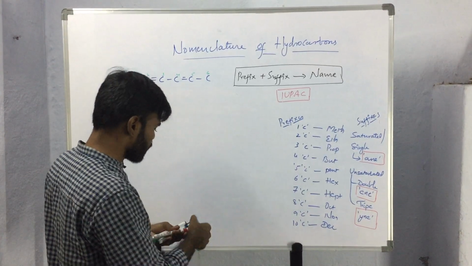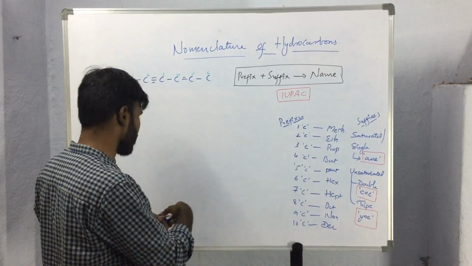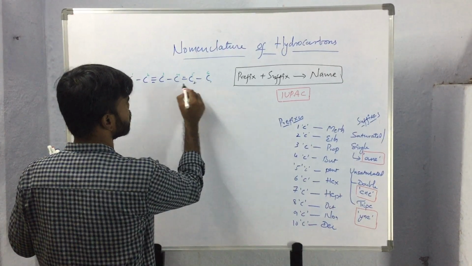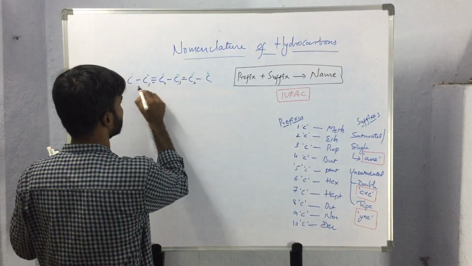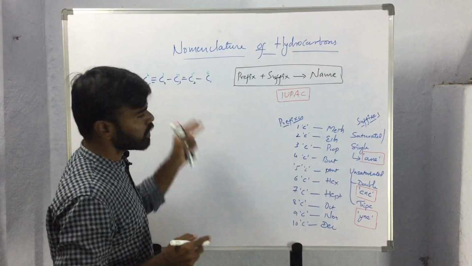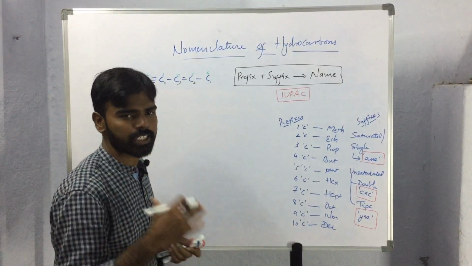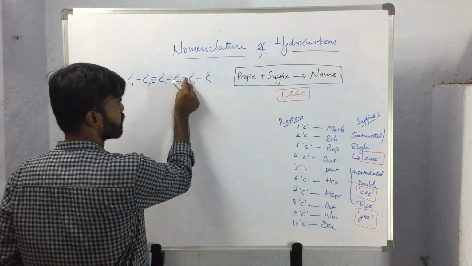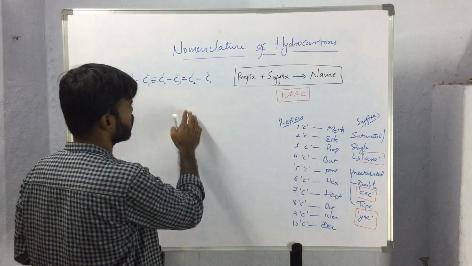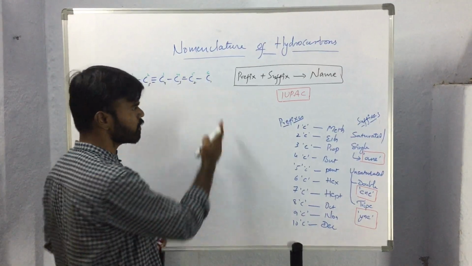So the numbering will start from this carbon atom, because according to IUPAC, the paired carbon atom should get the least possible number. So here we are giving the first preference to this unsaturation. That's why we will start numbering from this carbon atom.